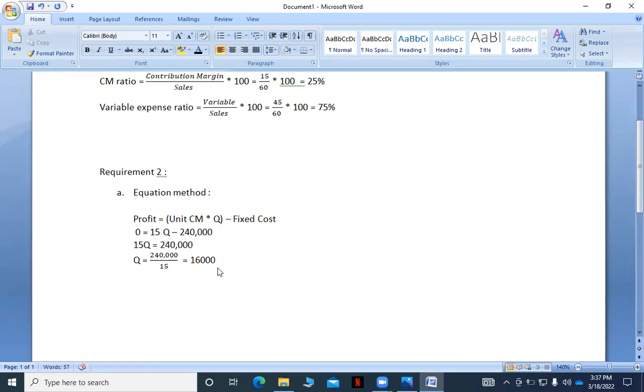So one of our requirements was in amount. We have to show it in amount also. It is on a unit basis, so in that case you just multiply that value with the sale value. So break-even amount equals 16,000 multiplied by the sale value, which is 60. Then you will get the break-even amount. So how much is the break-even amount? 16,000 into 60 is how much?